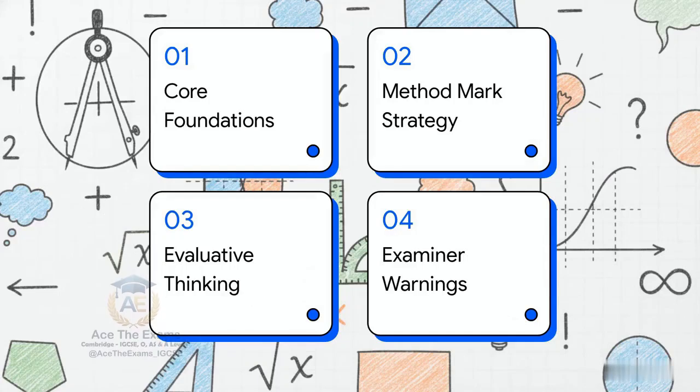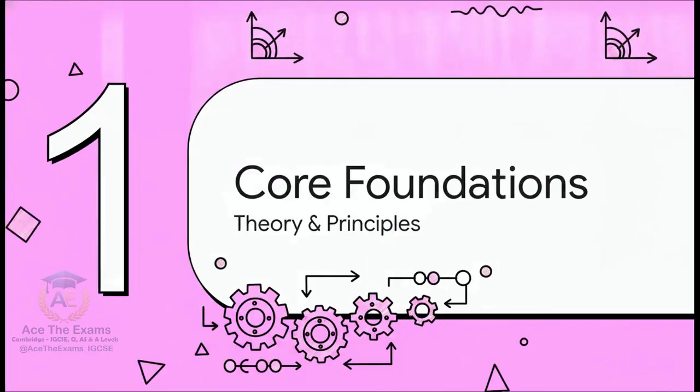We are going to execute this briefing in 4 precise phases. Number 1, core theoretical foundations. Number 2, the method mark strategy. Number 3, evaluative thinking skills. And finally, number 4, the highly classified principal examiner warnings. Phase 1, core theoretical foundations.